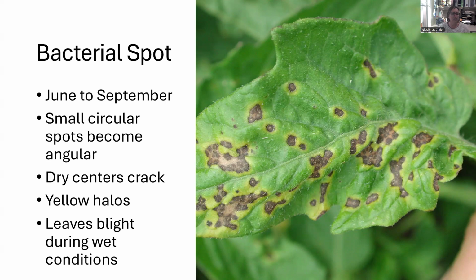Bacterial spot will start as small circular lesions and then they become kind of angular. They will coalesce. The centers of these spots will crack, so it'll have a cracked appearance, or the little tiny centers will fall out. There is yellowing associated with bacterial spots, so you'll see these yellow halos around the spots in the image here. And then as disease spreads, the leaves will blight. And again, more blighting during rainy conditions. So if we have a hot, rainy summer, you'll tend to see bacterial spot run rampant and cause blighting.